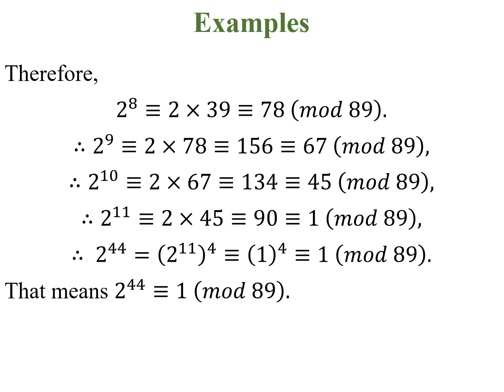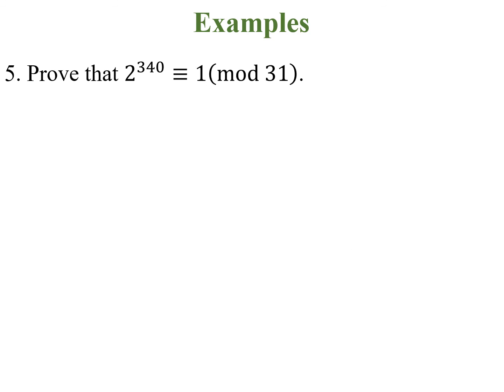Okay, what does that mean? 89 divides the difference of these two numbers. 89 divides 2 raised to 44 minus 1. This proves that 89 divides 2 raised to 44 minus 1. Example 5. Prove that 2 raised to 340 is congruent to 1 modulo 31. Again this is a very big number, so you have to be careful.